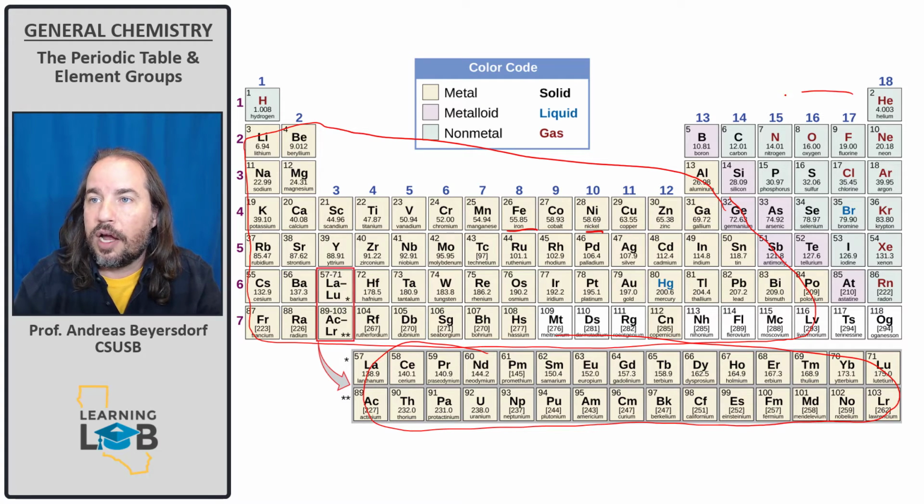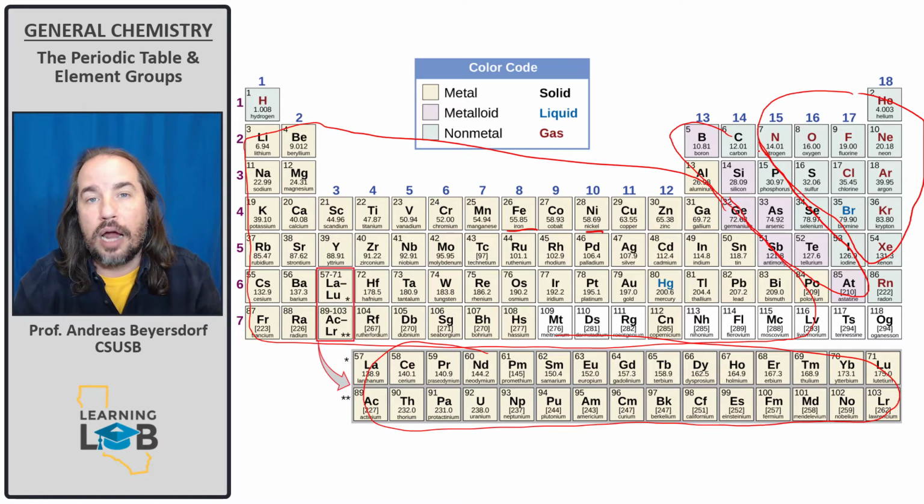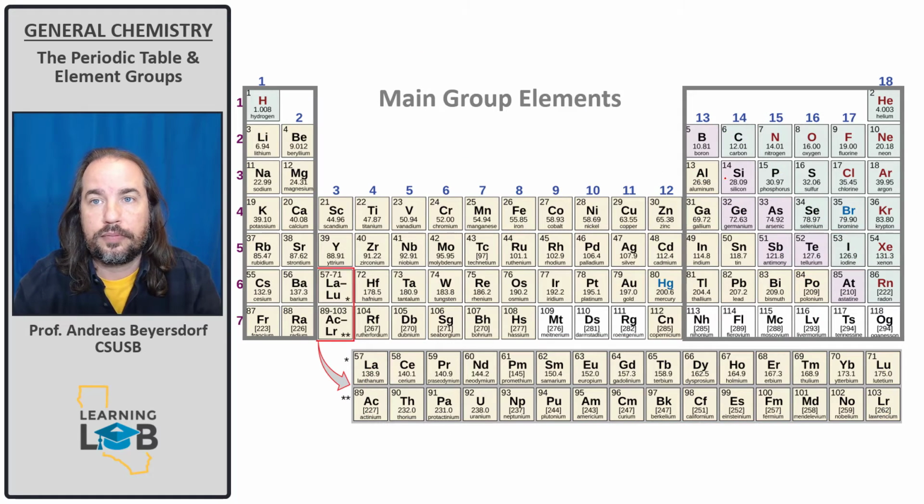The rest of the periodic table in the upper right are either nonmetals. These are things like carbon and oxygen and neon and helium, or metalloids. Metalloids are kind of in between nonmetals and metals.